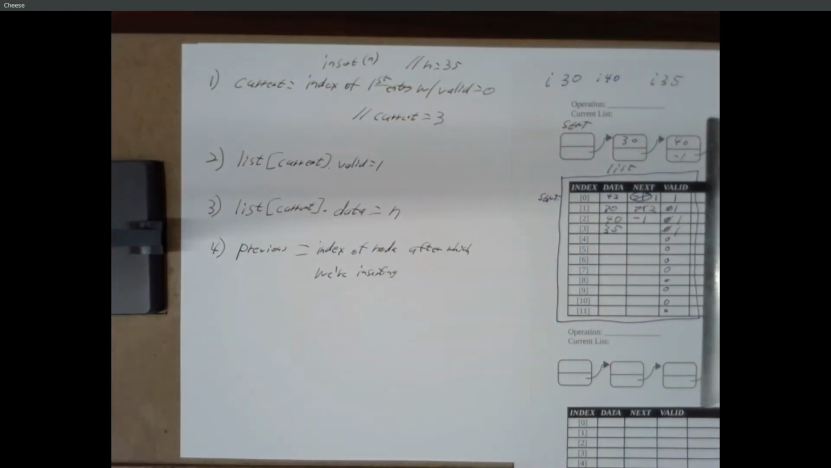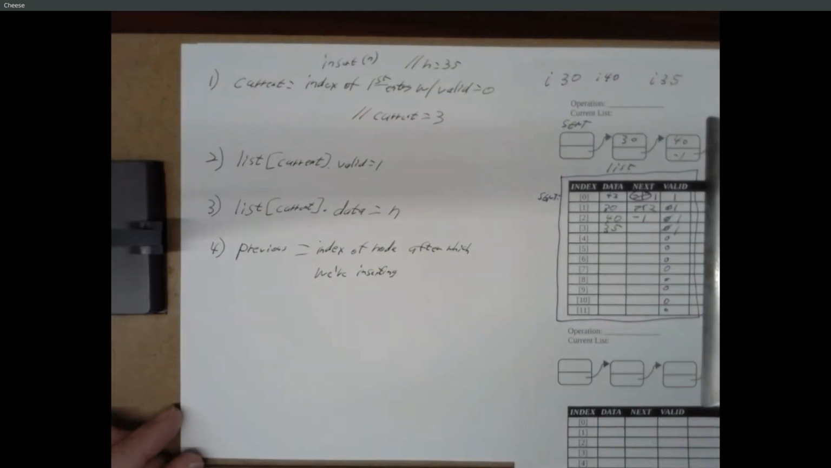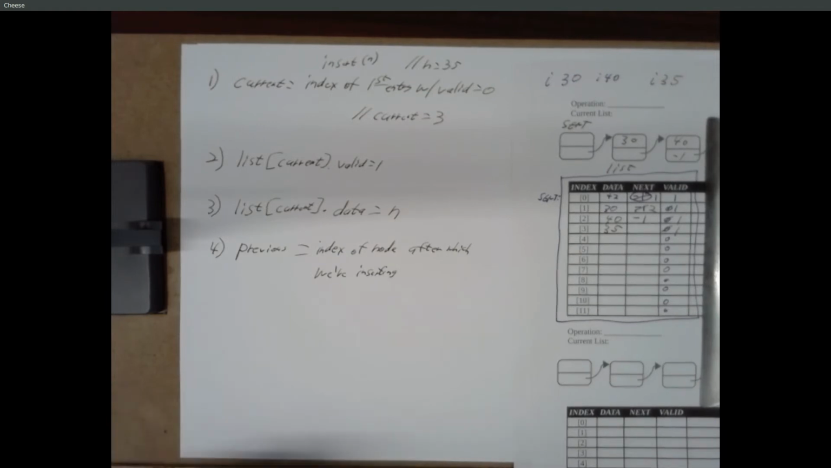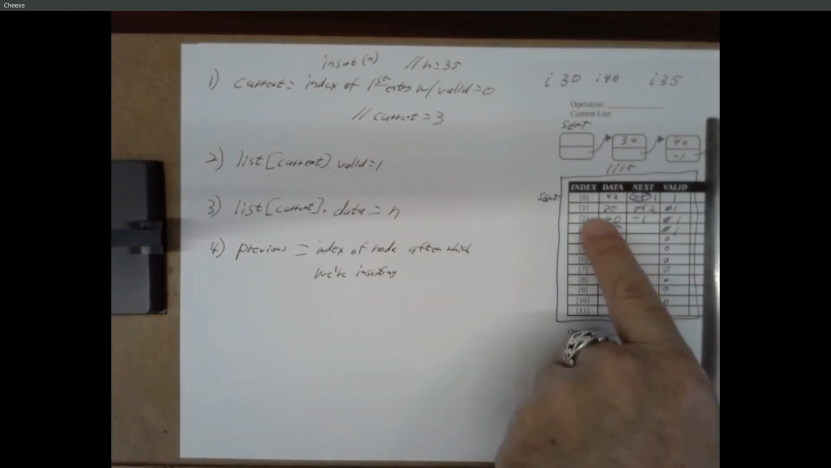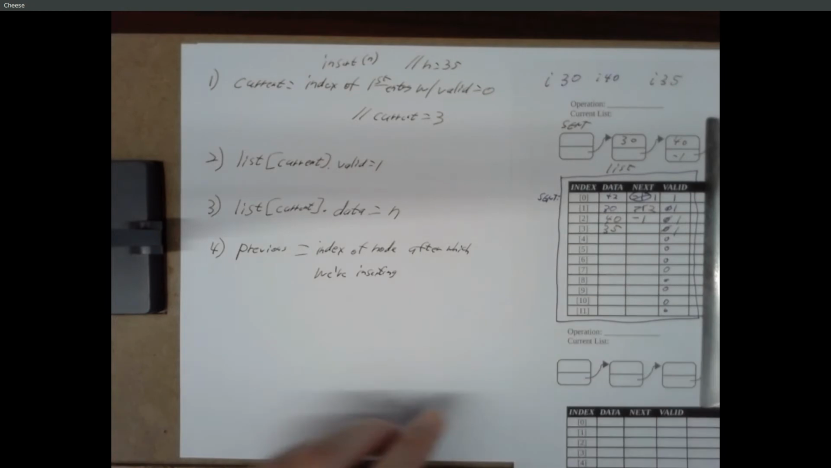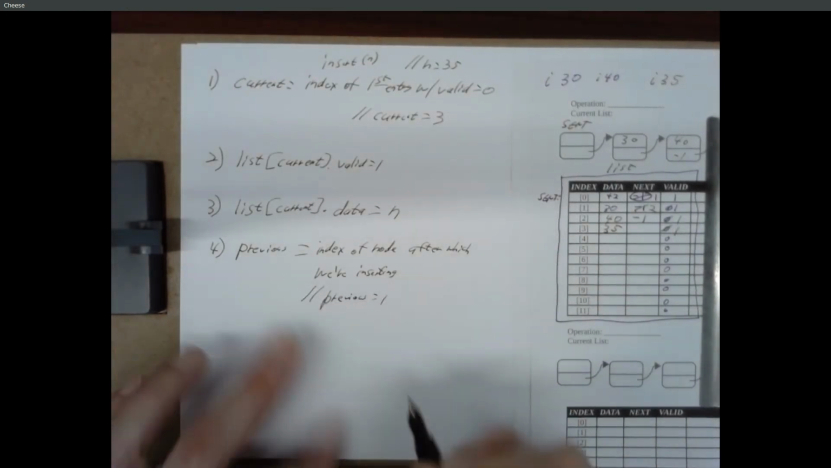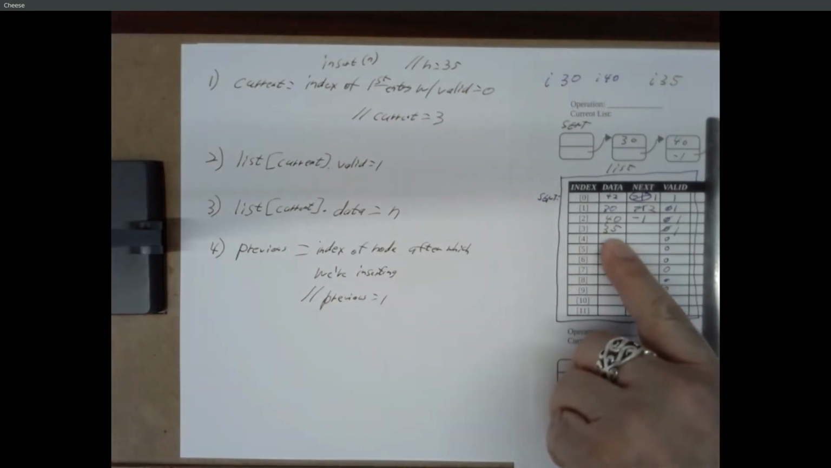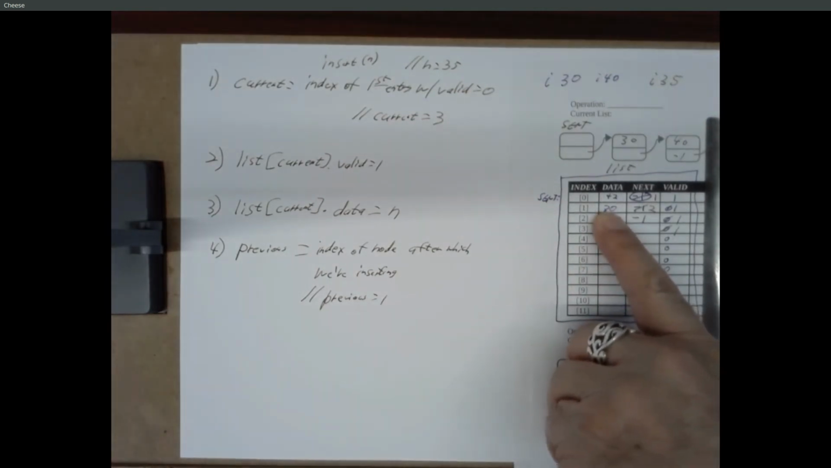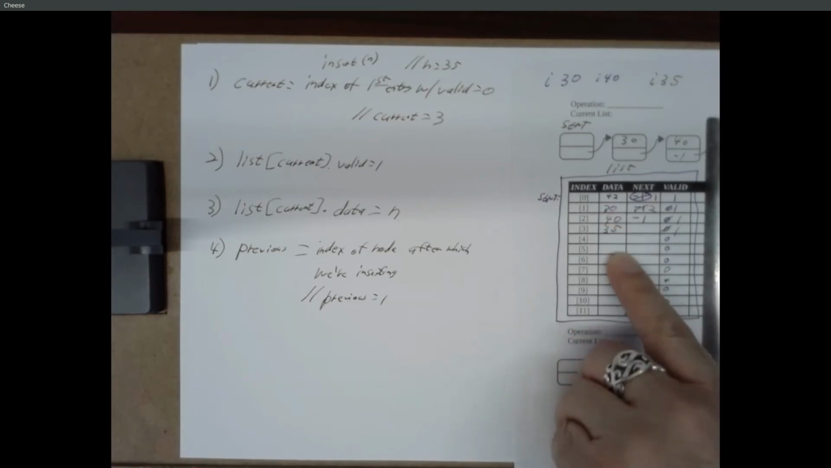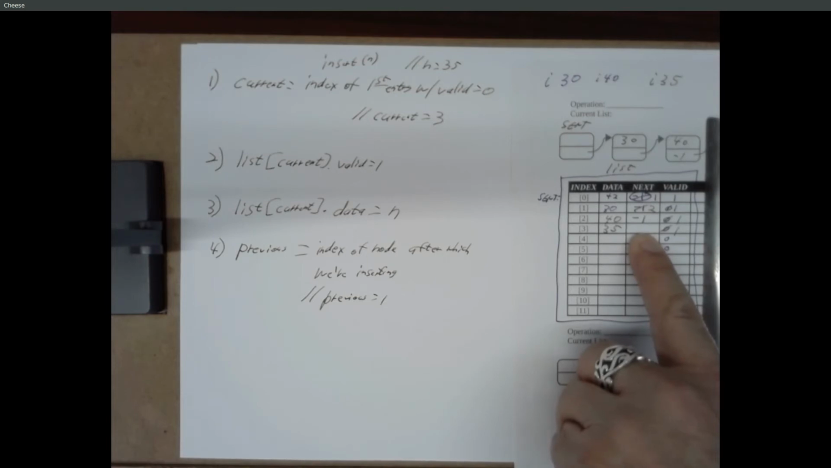And we need to talk about how to find that, but we're smart humanoids, so we can just look at the picture and figure out we're putting in a 35, that's got to come after the 30, and the 30 is at index 1. Okay, so I'll put a comment here, previous equals 1. So knowing that our current node is at index 3 and our previous node is at index 1, what changes do I want to make now? What do I want my current node's next to be equal to? 2.